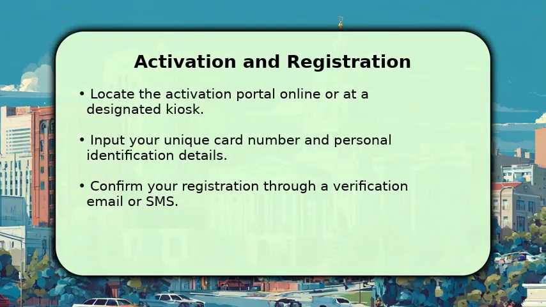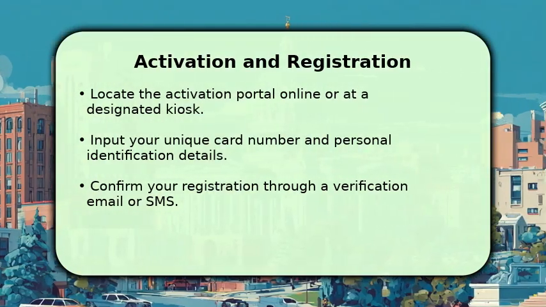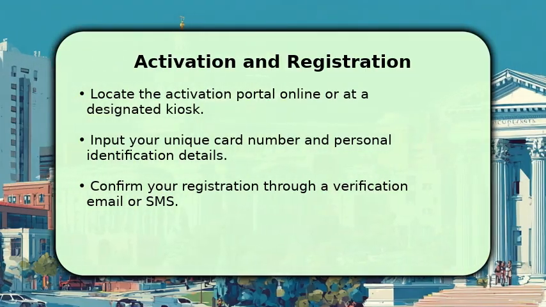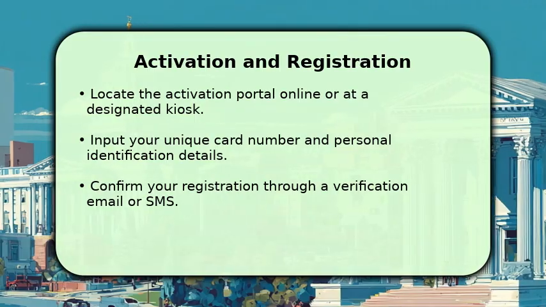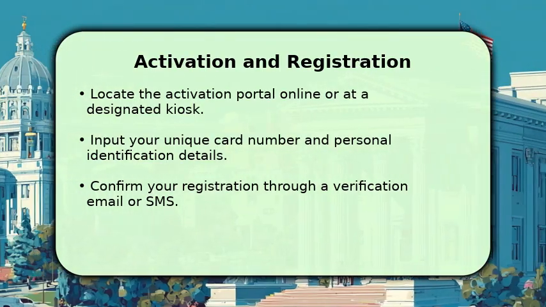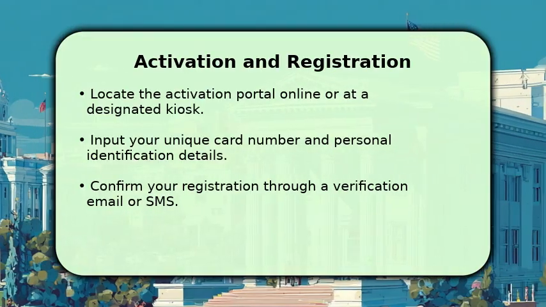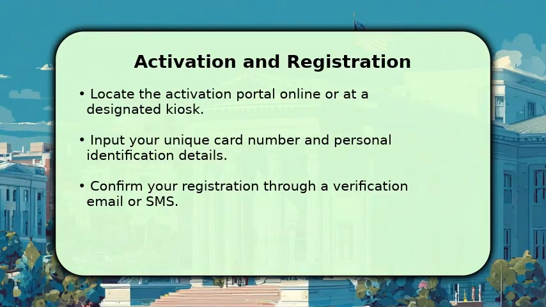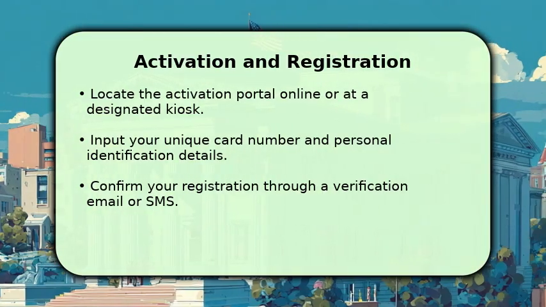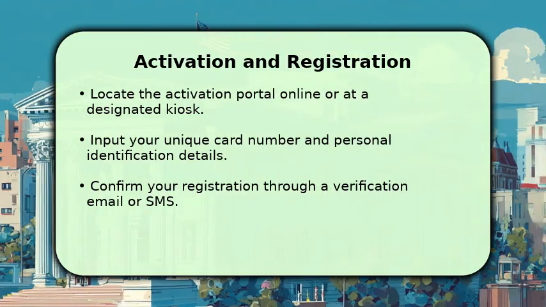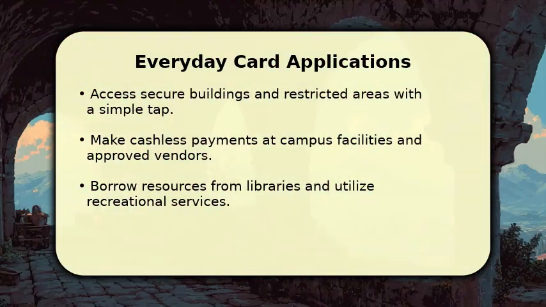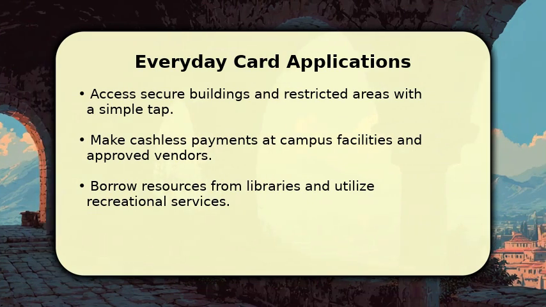Activating your Upper ID card is a straightforward process, typically completed in just a few minutes. You will need to visit the designated online portal or an on-site kiosk. There, you'll input your unique card number and verify your personal details. A confirmation, often via email or text message, will finalize your registration, making your card ready for immediate use across all services.